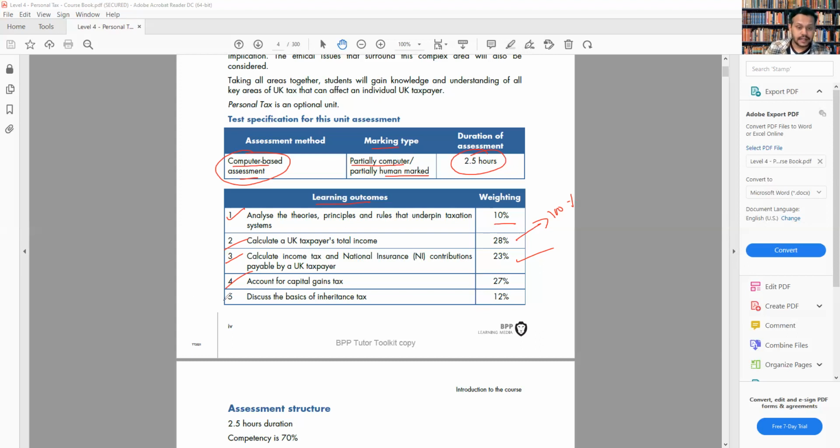Then we have inheritance tax. Now, inheritance tax is quite an interesting topic, because from here, if a person dies and the property or the asset is inherited by the children or someone, the wife, what is the tax implication? So it is kind of a new area for all of us.